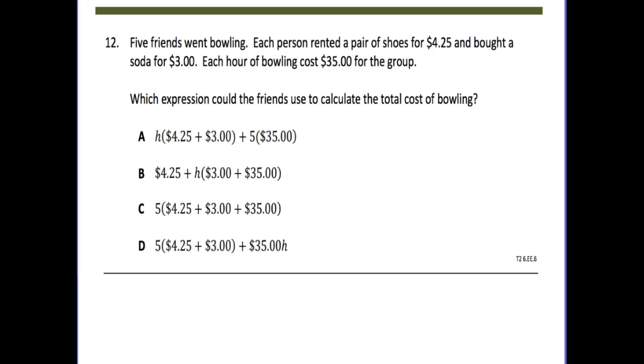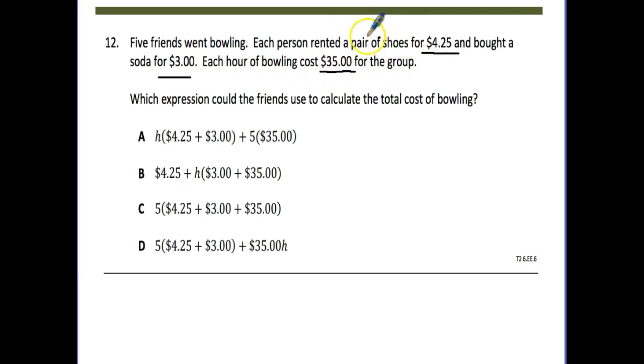So here we go with number 12. And we have 5 friends went bowling. Each person rented a pair of shoes for $4.25, bought a soda for $3, and each hour of bowling costs $35 for the group. So on your product side, I want you to list the 3 things that I underlined here.